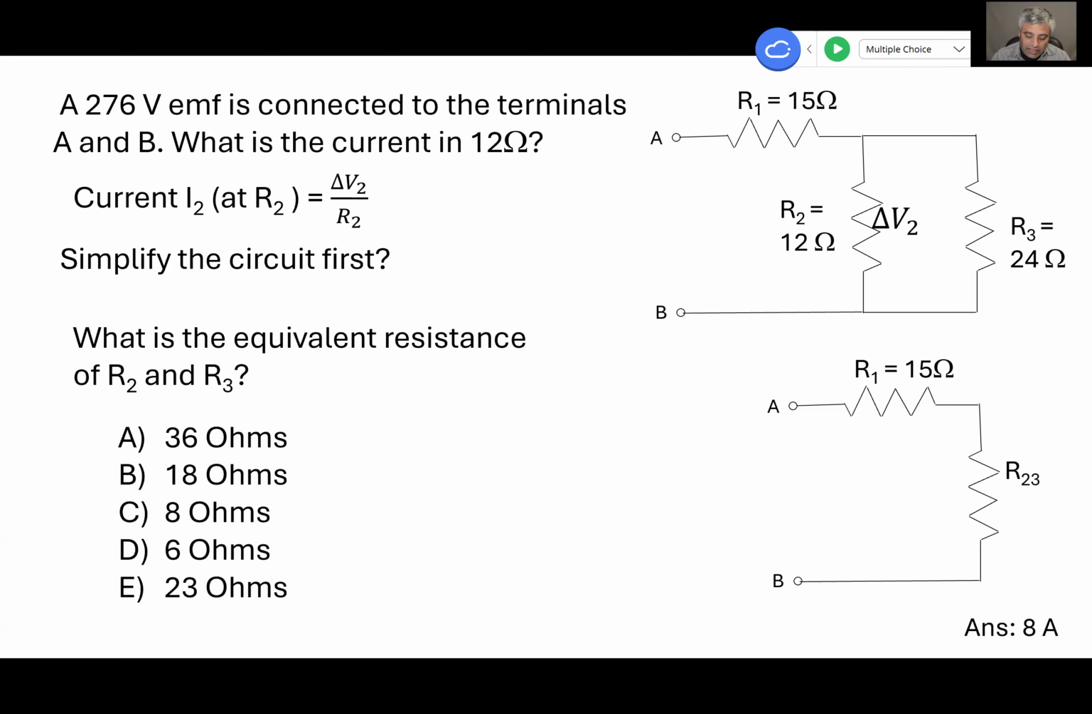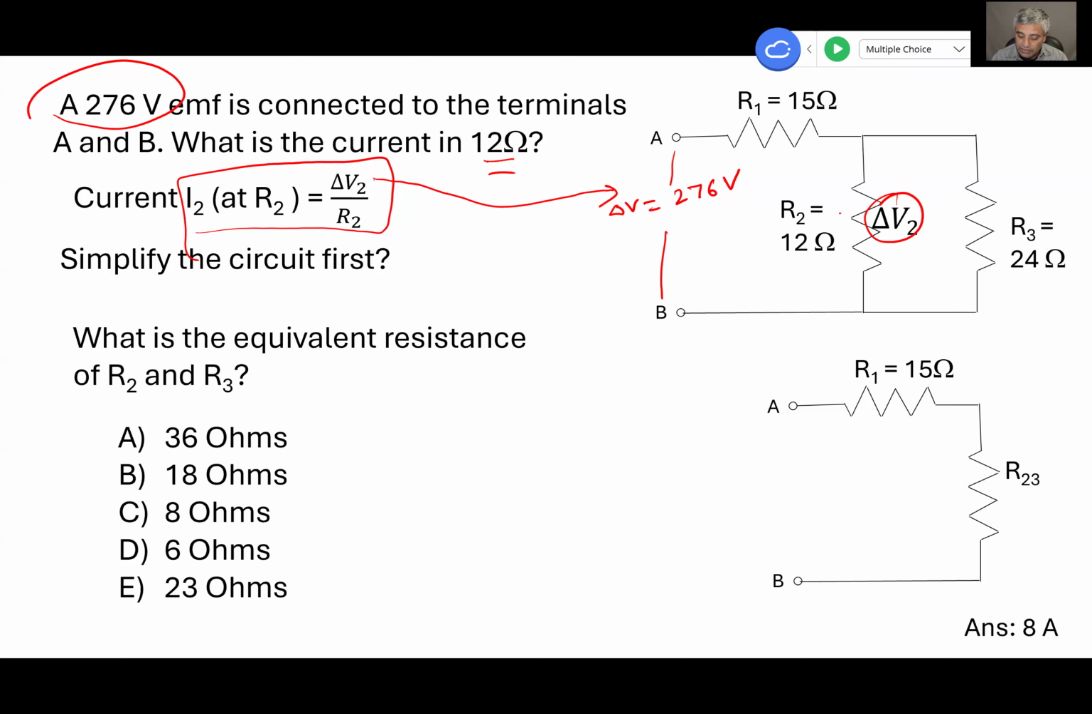So now over here it says, what is the current through the 12 ohm, just like we did in that previous question. Exactly the same. But the problem is we don't know delta V2. We know delta V, okay? Delta V here is 276 volts. That's how it is connected over here. But we don't know delta V2. So we can use this, but delta V2 is not the same as delta V because delta V2 is not directly in parallel with this battery here.